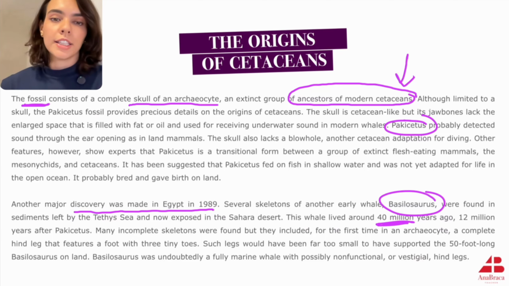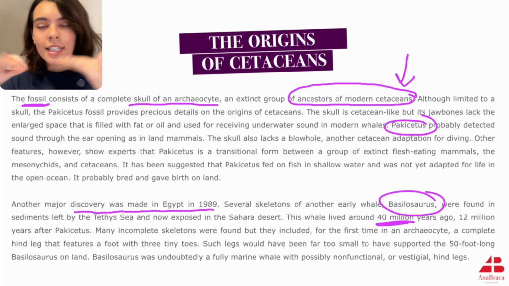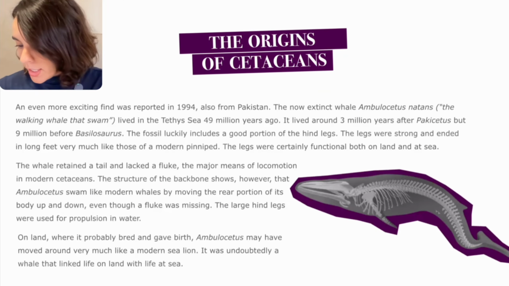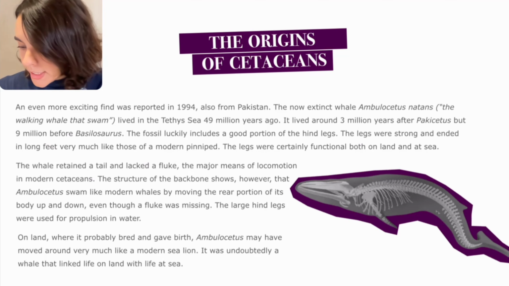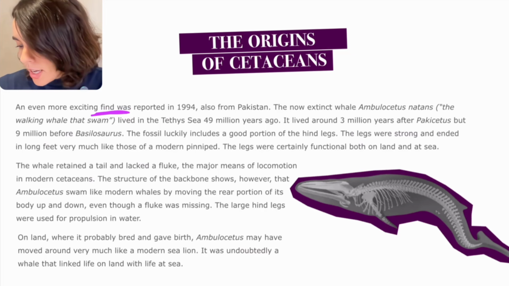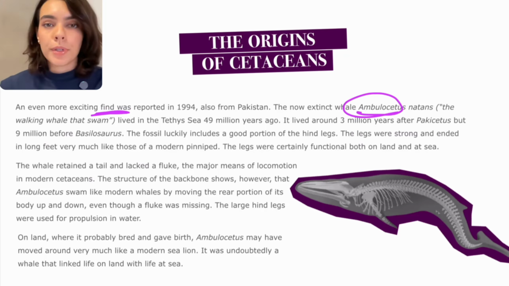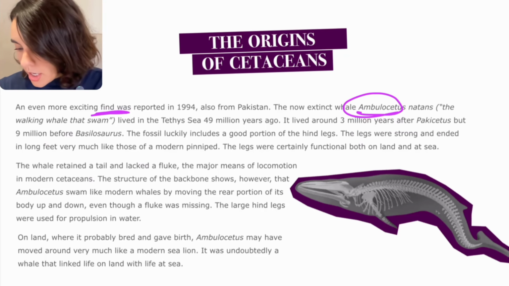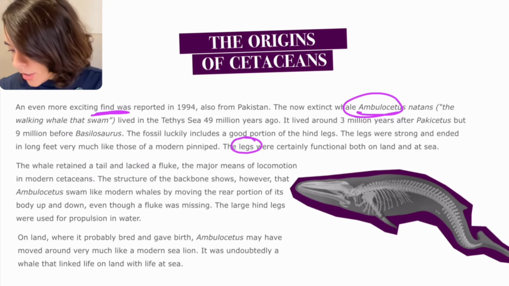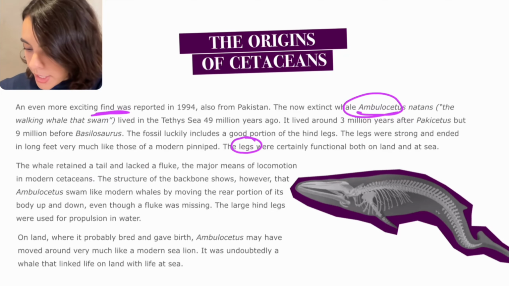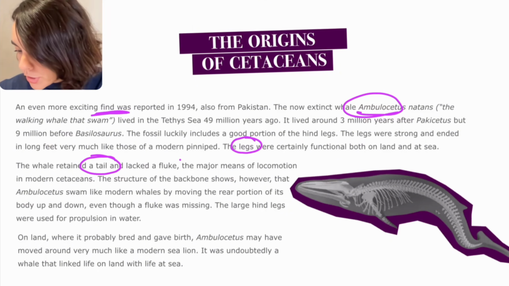So when I'm telling you that you have to skim the text, is this. Do you see what I'm doing here? That's kind of like what you have to be looking for, very quickly. And finally, an even more exciting finding was reported in 1984. It was another type of early whale here. We're talking about the characteristics of the whales. Did those animals have legs before or no? Nowadays we know that whales don't have legs. And then they're talking about the tails, the fluke of a whale.